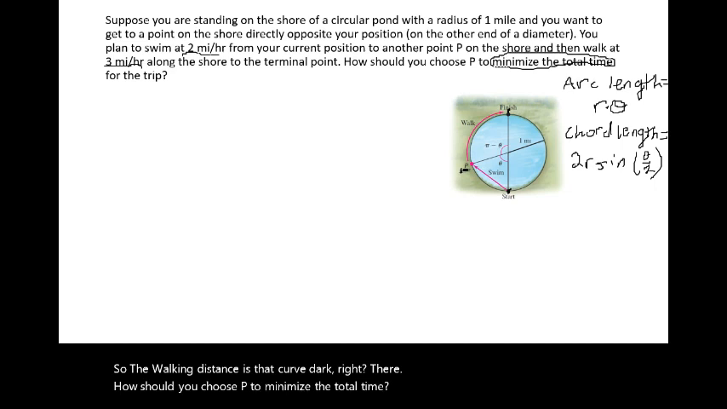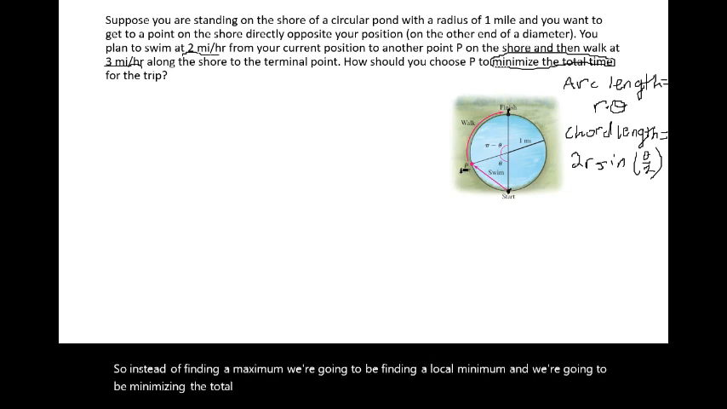So instead of finding a maximum, we're going to be finding a local minimum. And we're going to be minimizing the total time for the trip. Now, I see distances, I see speeds, I see time. So there is a very simple relationship between velocity or speed, distance, and time that we could use.